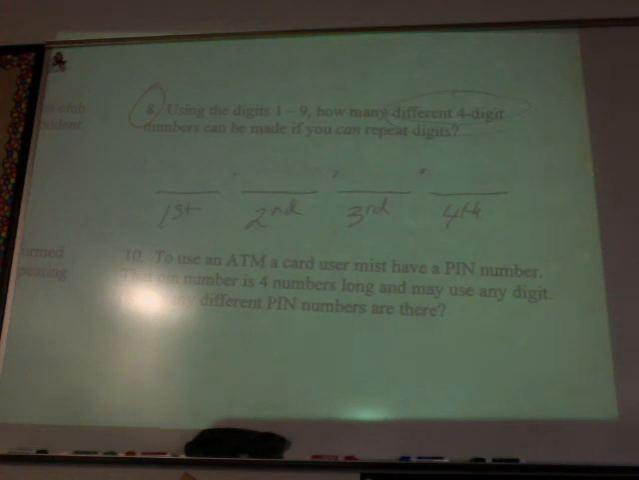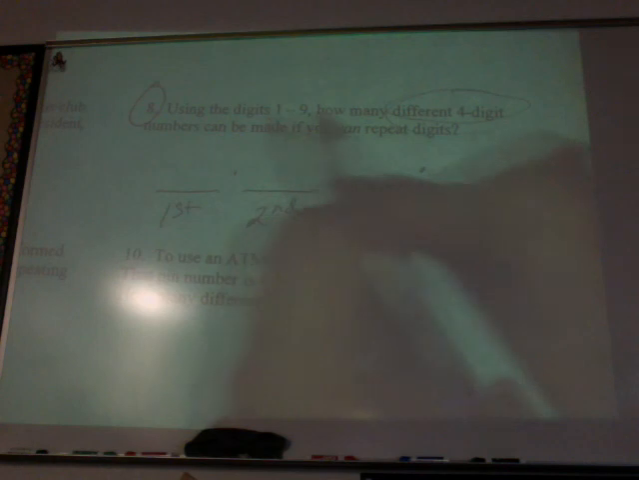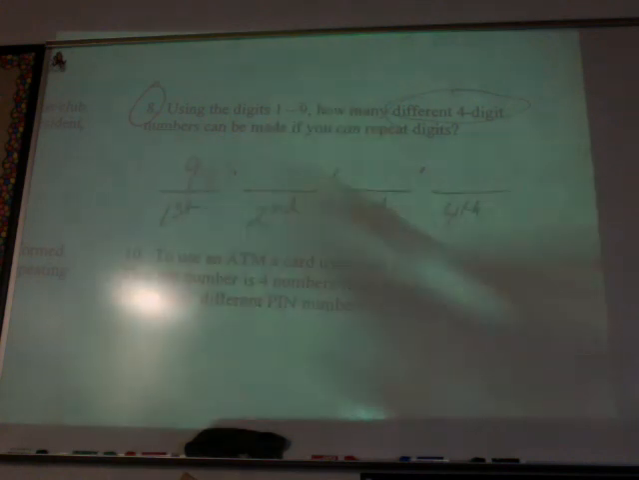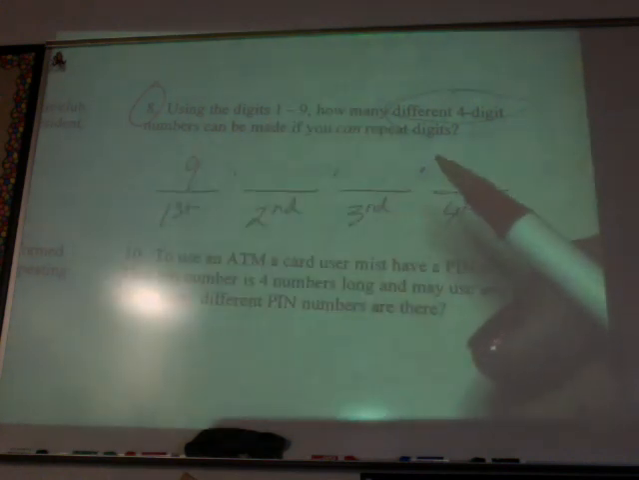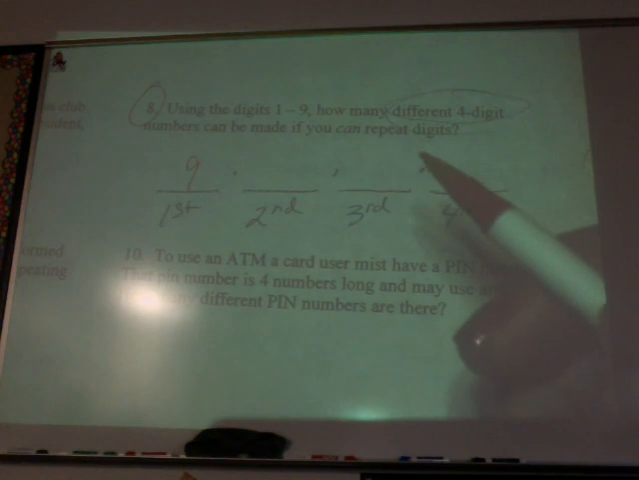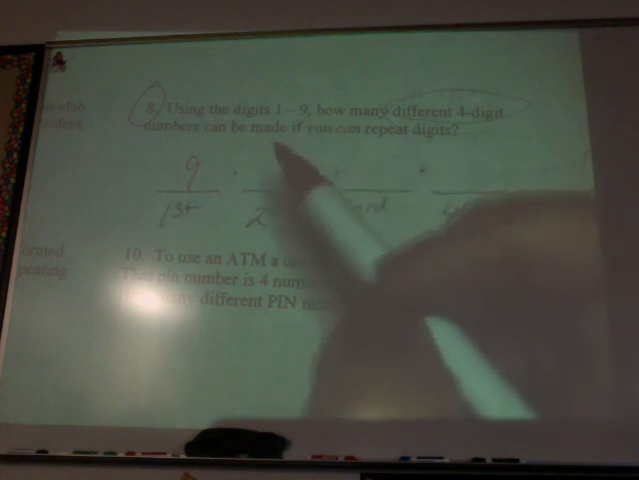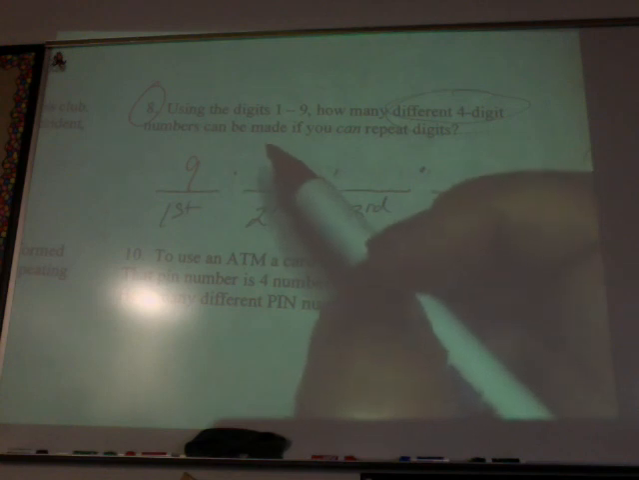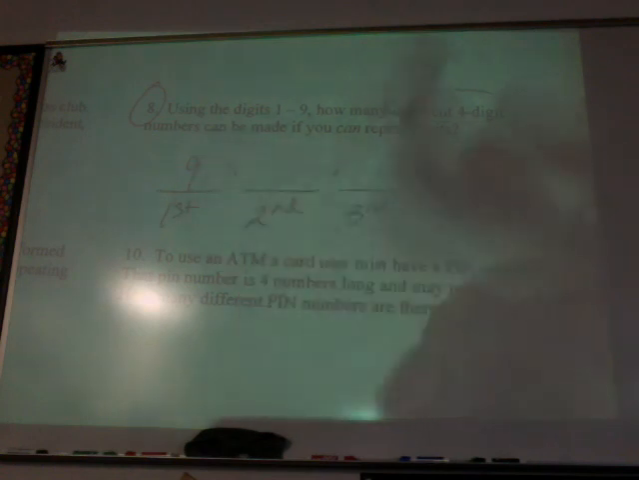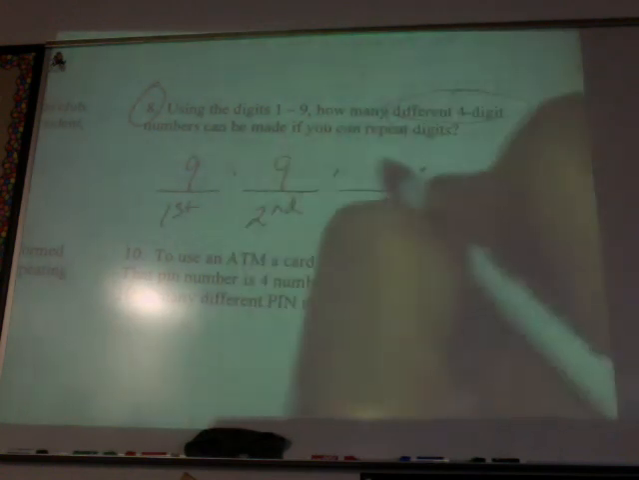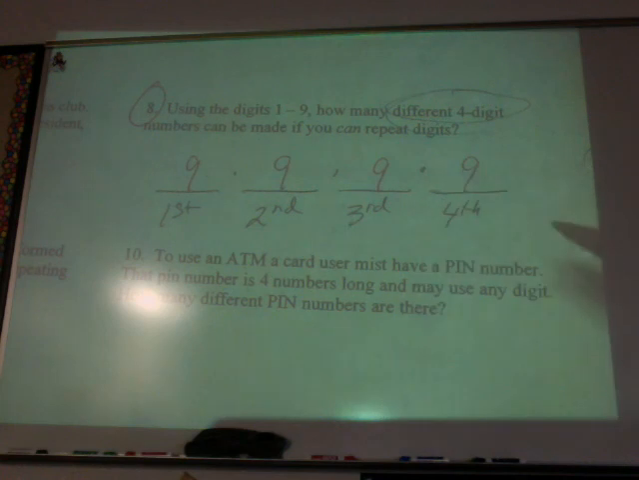So how many choices do I have for the first number? 1 through 9? 9. What if it were 0 through 9? Then there'd be 10. If they just said, how many possibilities are there for a 4-digit number, and they don't mention anything about 1 through 9, you assume it's 0 through 9, and then you would be putting a 10 there. And so don't we have 9 for the second one, 9 for the third one, and 9 for the fourth, because I can repeat numbers?